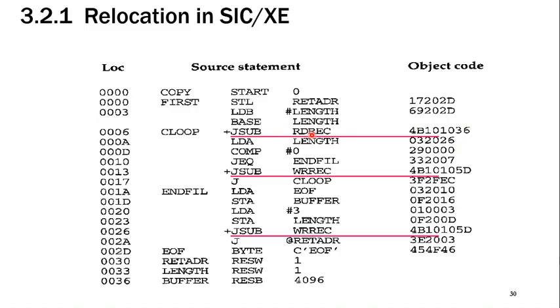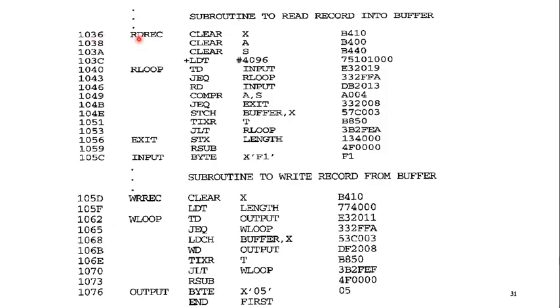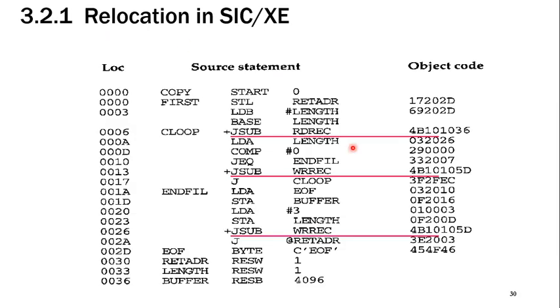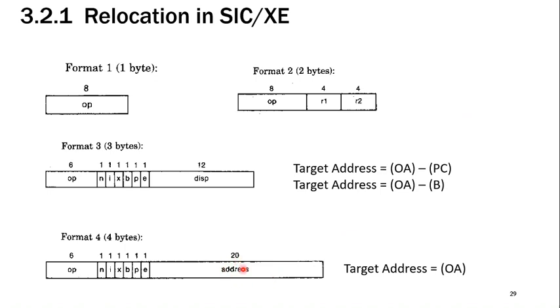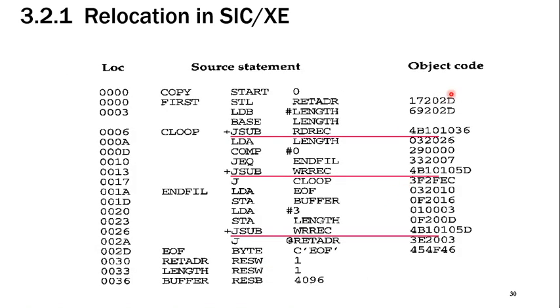Again, observe carefully when the address of the read record varies. Now the address of read record is 1036. When it varies to 2036, remember that will vary only with respect to this address field, not everything, because I already said the last 20 bits are the address field. So based on those last 20 bits only, the address will vary, not everything.